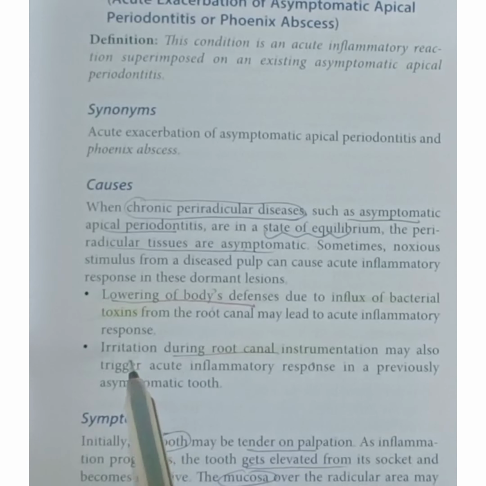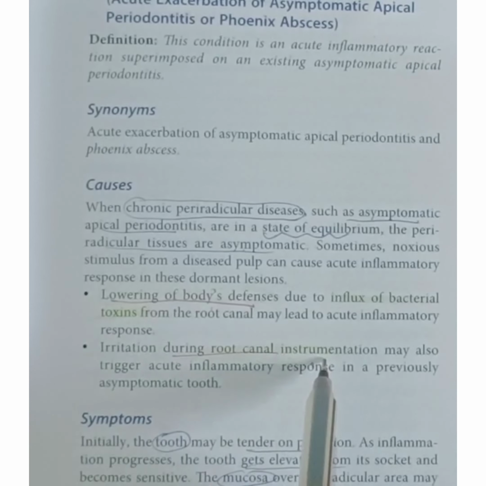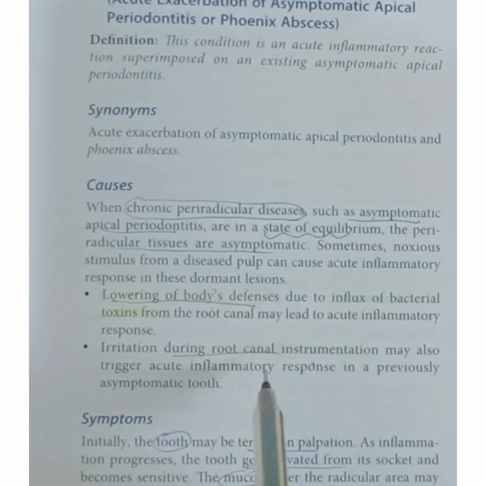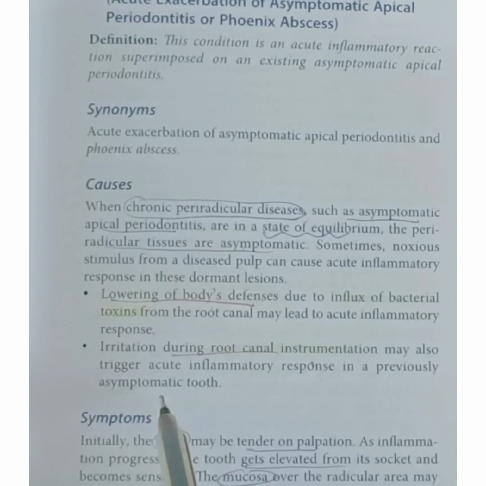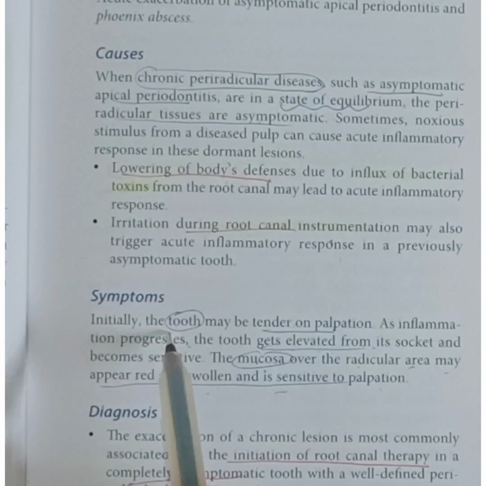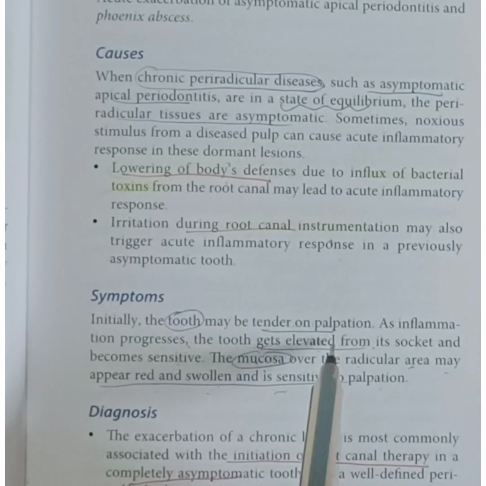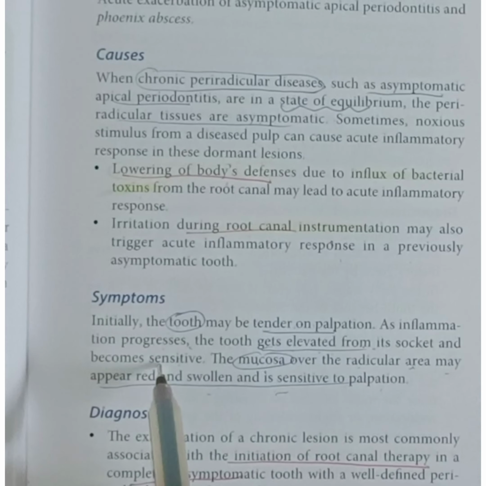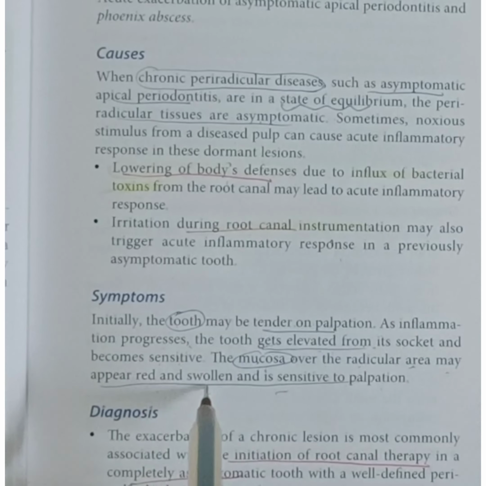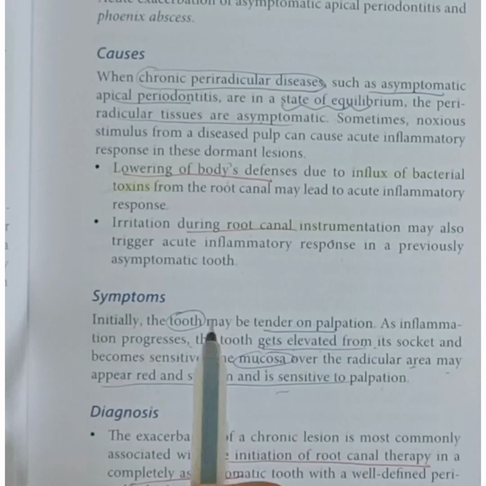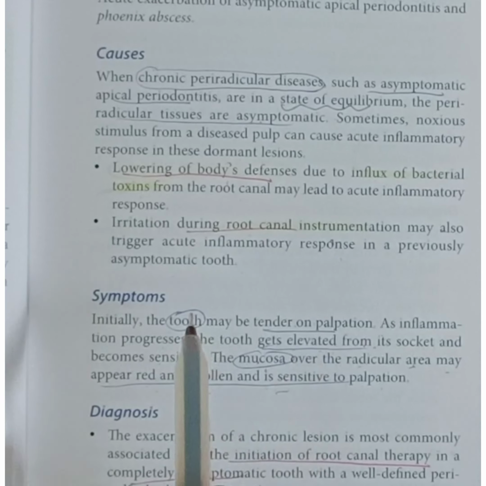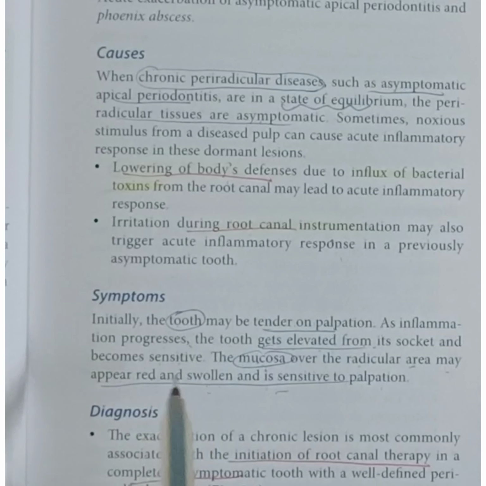Another reason is the irritation during root canal instrumentation. Irritation during root canal instrumentation may also trigger acute inflammatory response in a previously asymptomatic tooth. So what are the symptoms of phoenix abscess? The tooth may be tender to palpation, may get elevated from its socket, and may become sensitive. And the mucosa over the radicular area may appear red and swollen and is sensitive to palpation. So symptoms in the tooth: tender to palpation, elevated from socket, TOP positive, and mucosa may appear red and swollen.